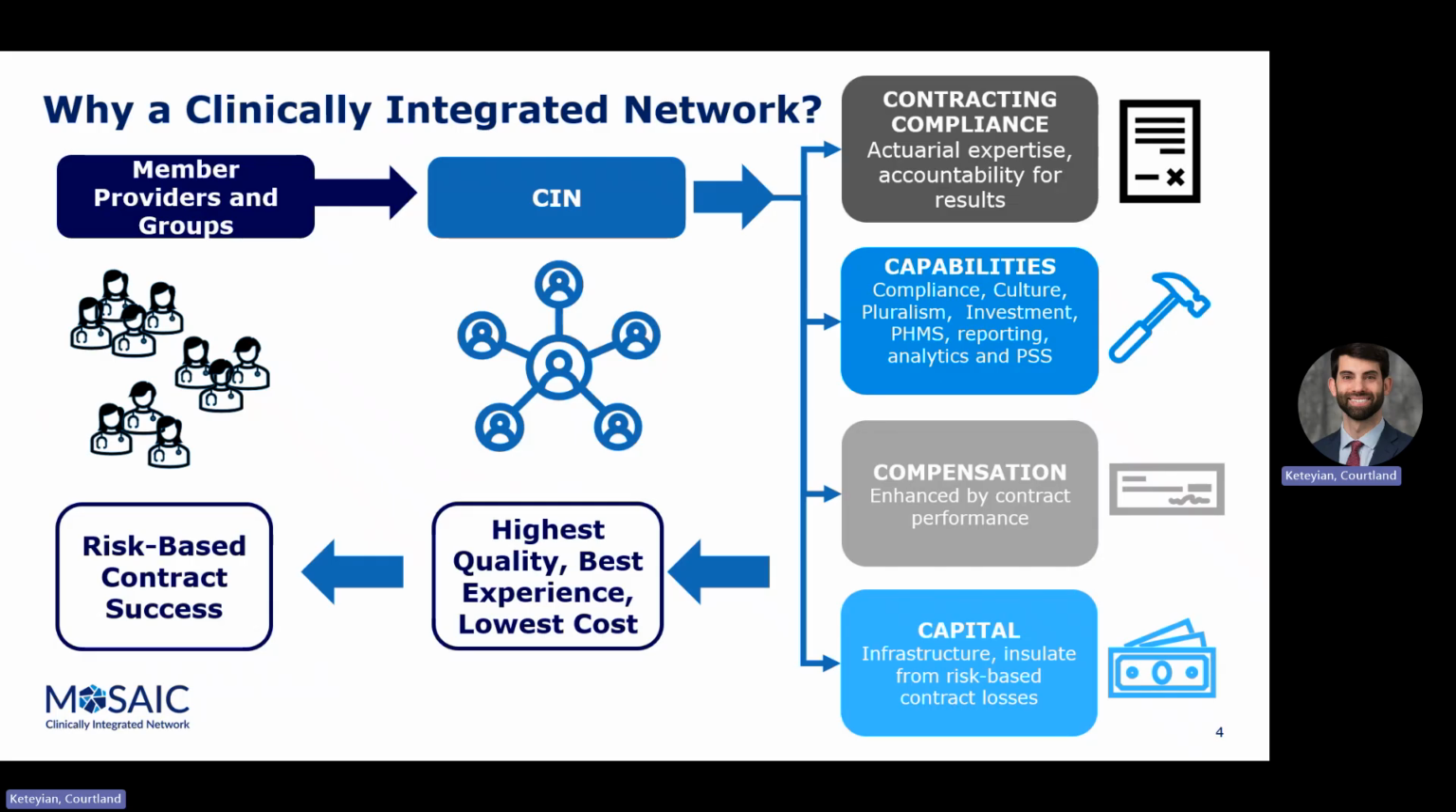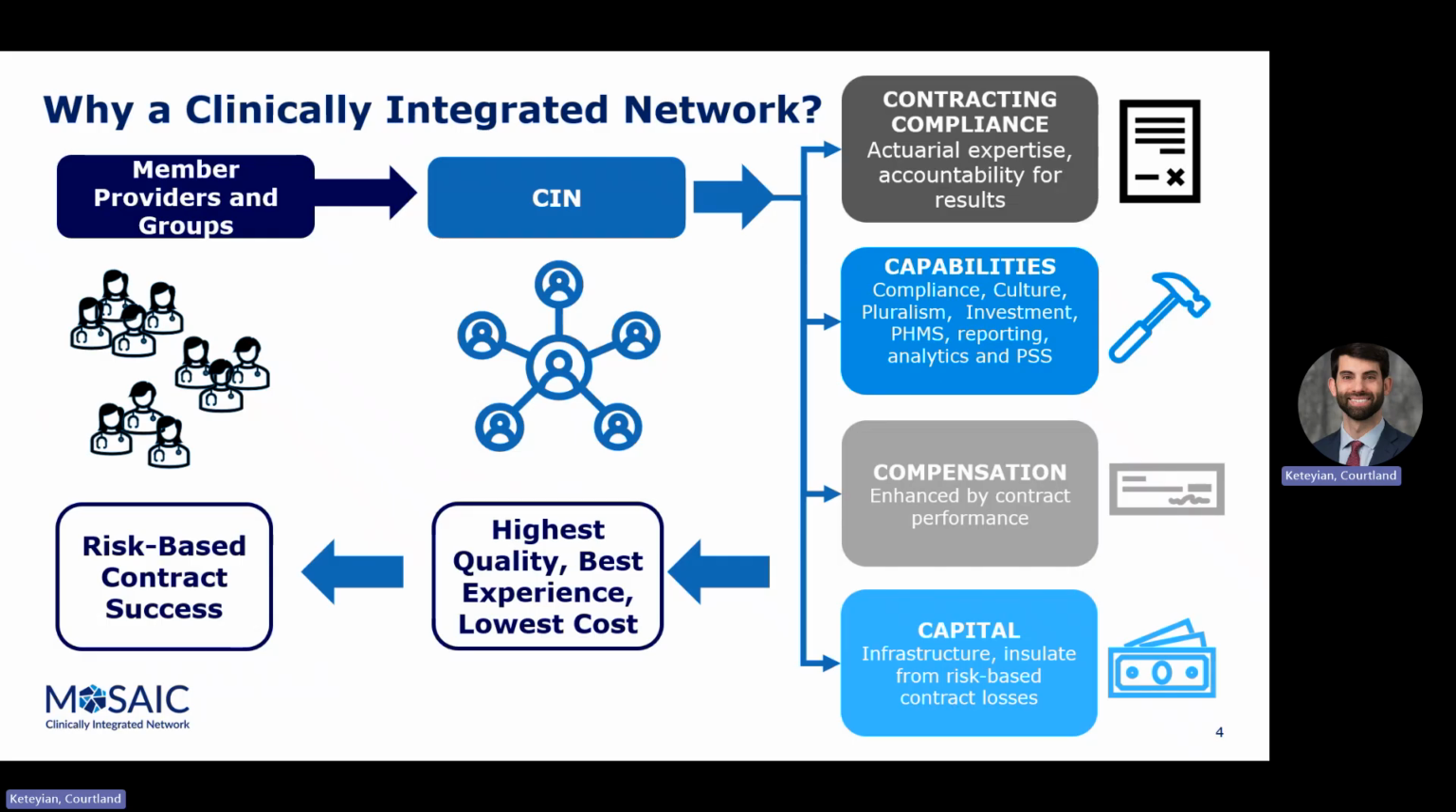The CIN then brings certain capabilities, which here we have outlined as the 4 Cs. The first is around contracting and compliance. There's specific expertise needed for value-based care contracting, specifically around actuarial work and certain types of accountability. There are capabilities that we bring to the physicians in the network: compliance, pluralistic culture, investment in population health management services, as well as reporting and analytics. We're going to cover some of these additionally.